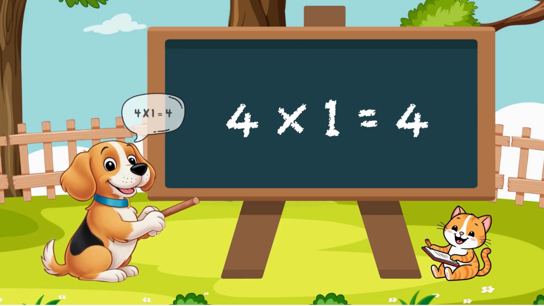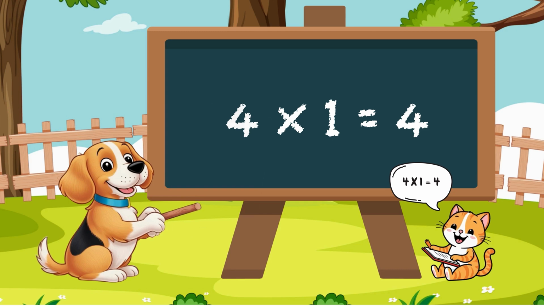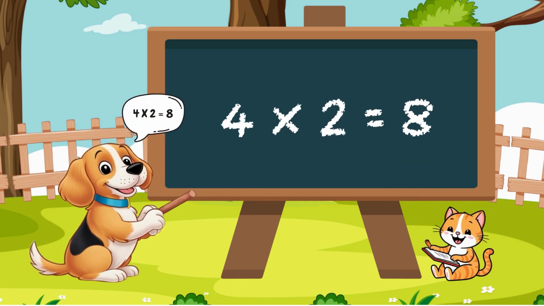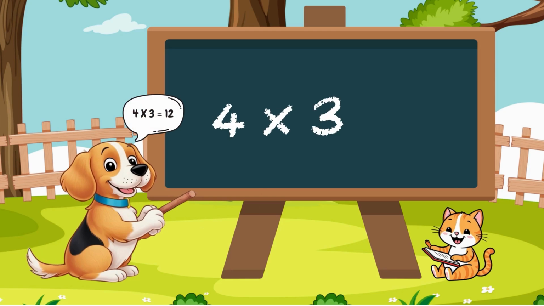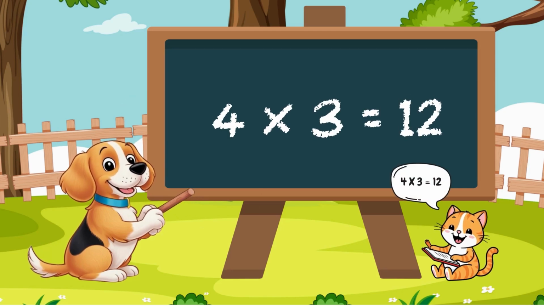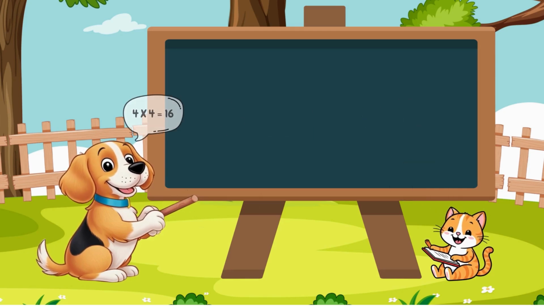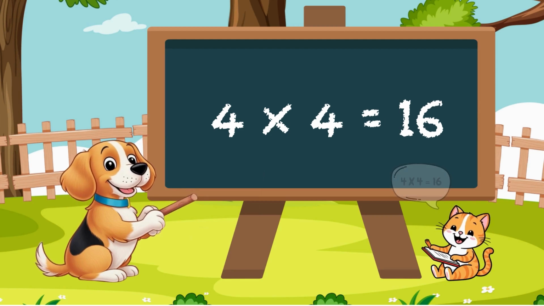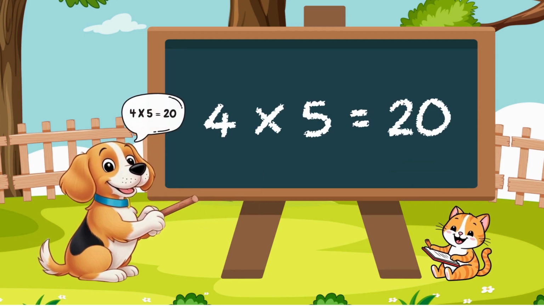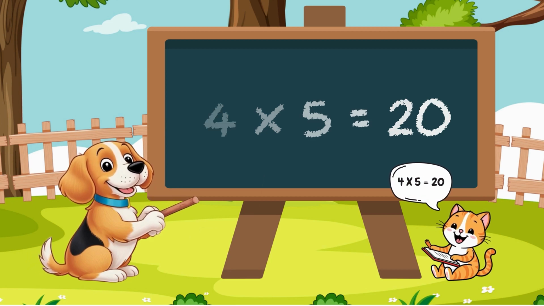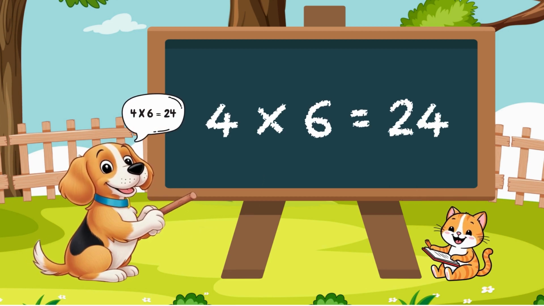One more time. Four ones are four. Four twos are eight. Four threes are 12. Four fours are 16. Four fives are 20. Four sixes are 24.